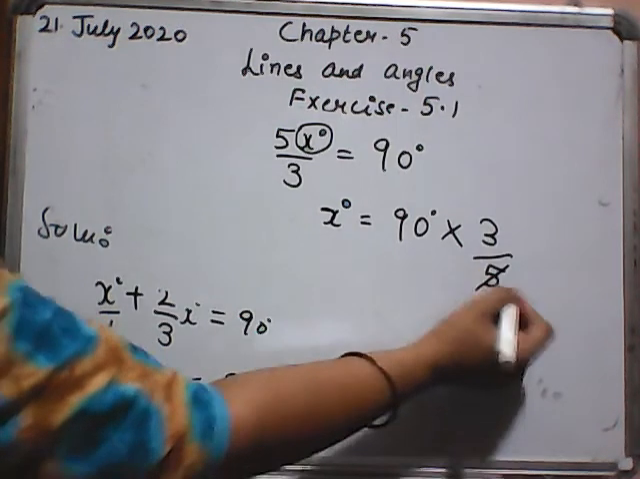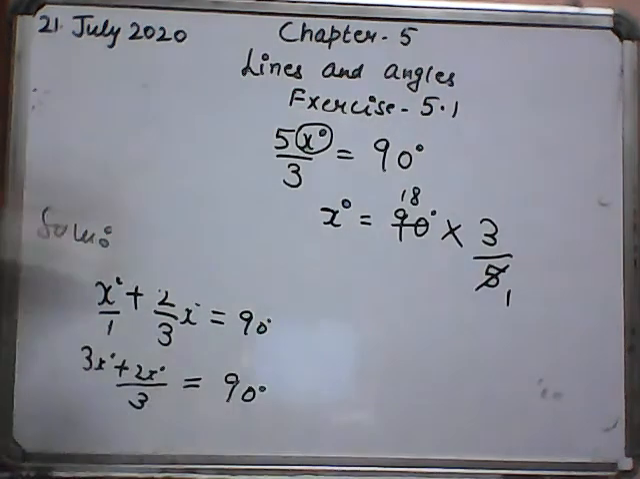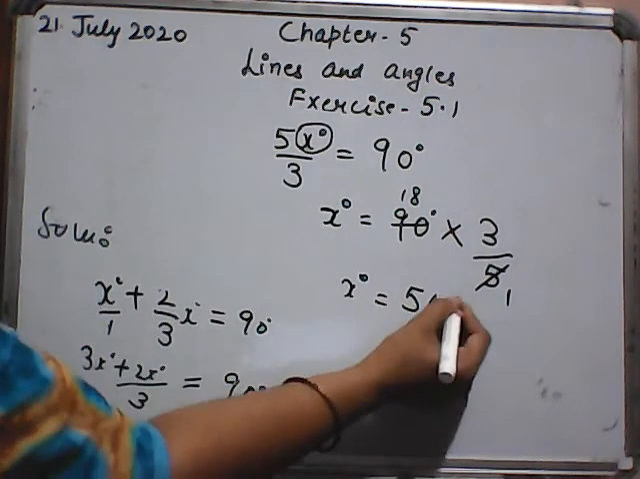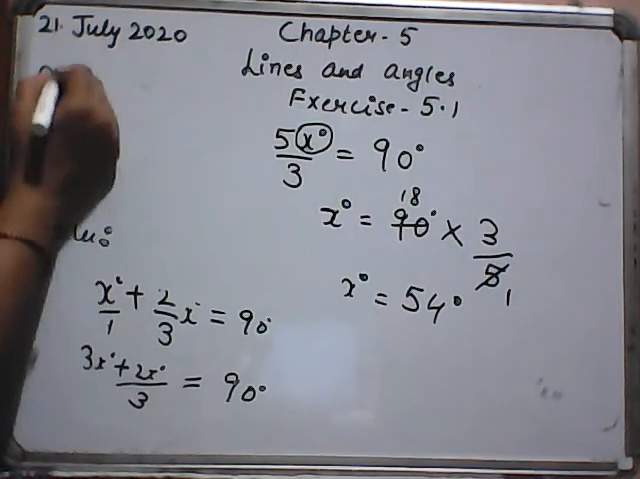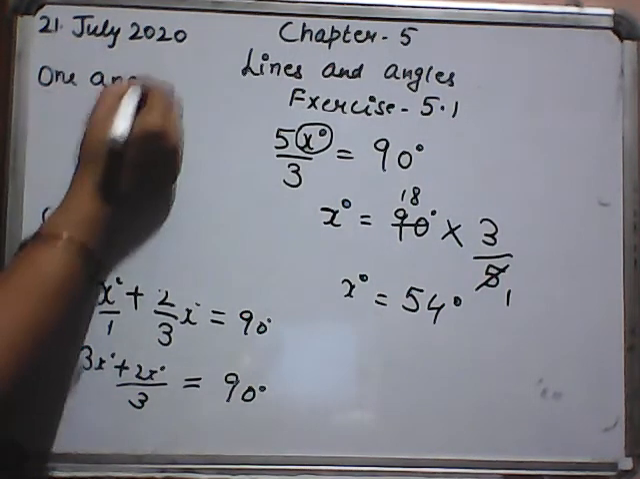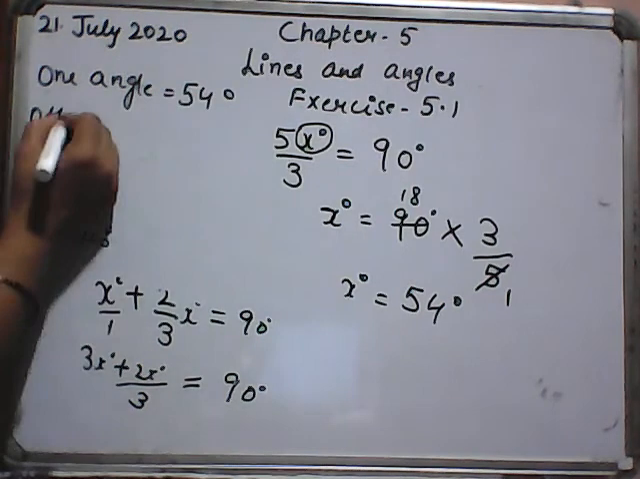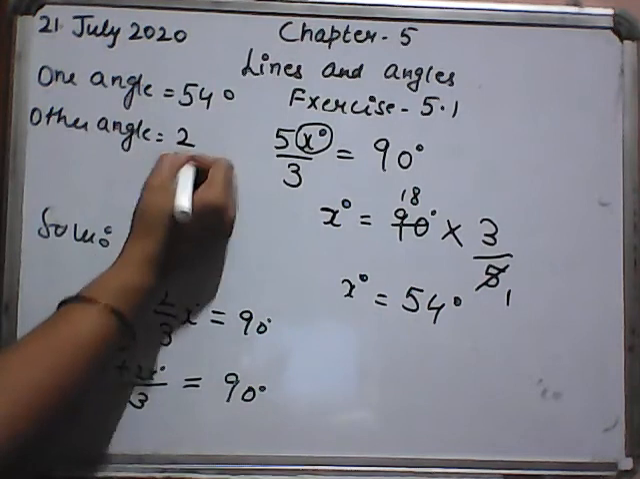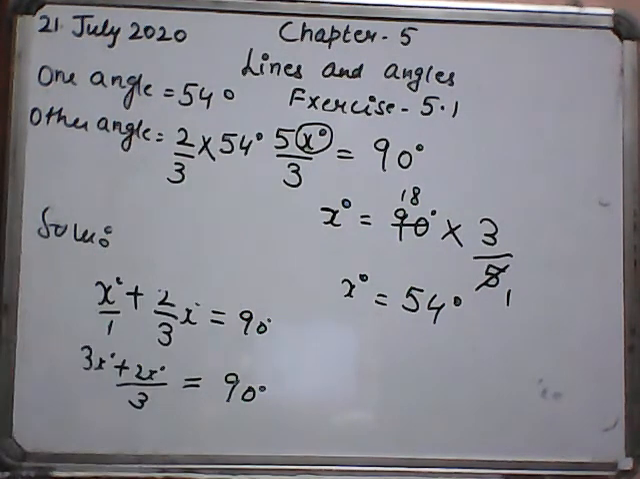Now 5 ones are 5, 5 eights are 40, 18 threes are 54. So one angle is 54 degree. You have to find the angles, one angle and the other angle. One angle equals 54 degree. Now you have to find the other angle. The other angle is 2/3 of the first angle, which is 54 degree.